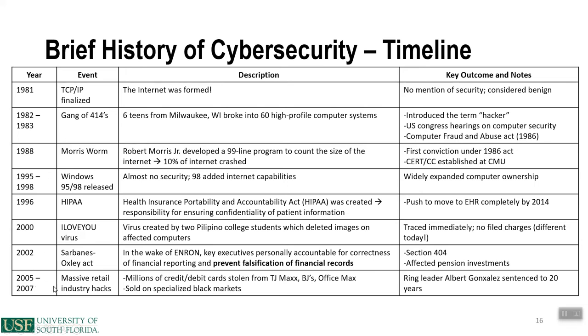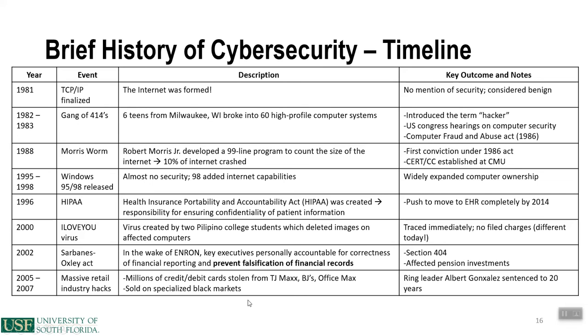In 2005 through 2007, we saw some massive retail industry hacks. There were millions of credit and debit cards stolen from TJ Maxx, BJ's, Office Max, and so on. And the ringleader for these attacks, Albert Gonzalez, was sentenced to over 20 years in prison for these activities.